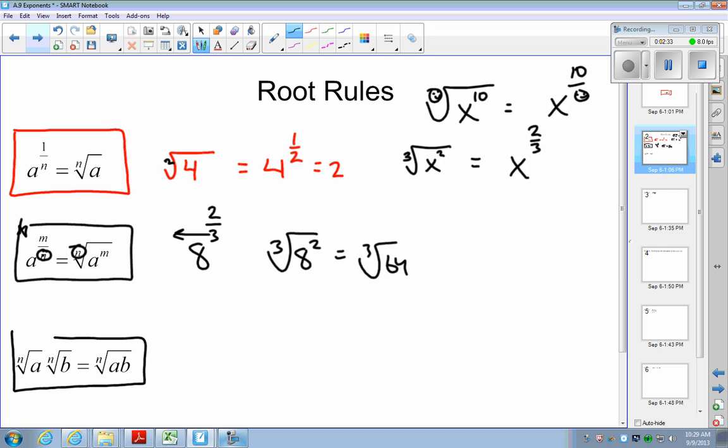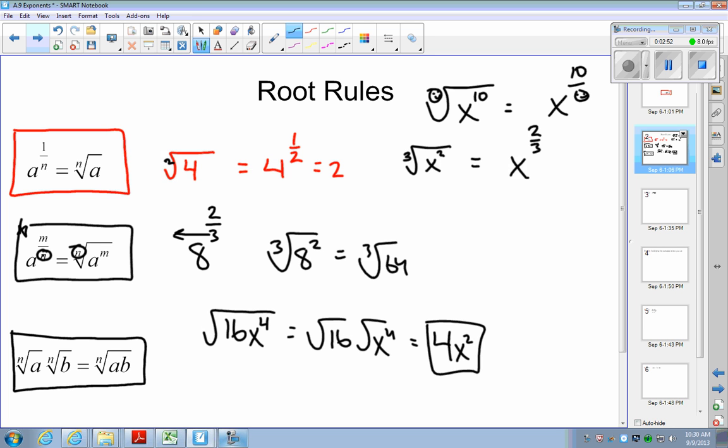Okay, the last rule down here is you can break different things up. Let's say you had square root of 16x to the 4th. You can break that up this way, and you can handle each piece individually. So your answer would be 4x squared.